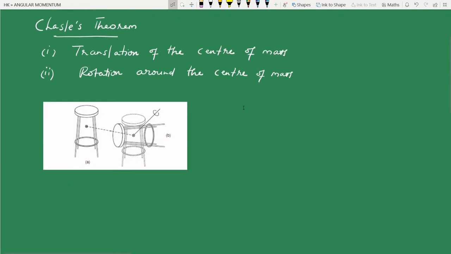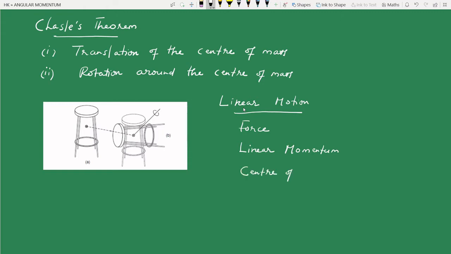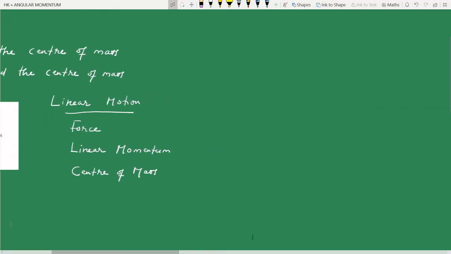So in order to discuss rotational motion, what we are going to do is, in linear motion, we have a set of ideas. We introduced the idea of force, then linear momentum, and also the idea of center of mass of a large body. Now, identical to these ideas, I am going to introduce similar concepts in rotational motion.